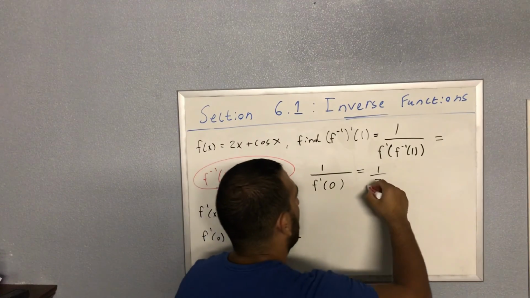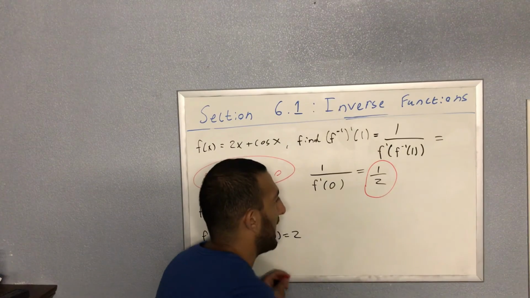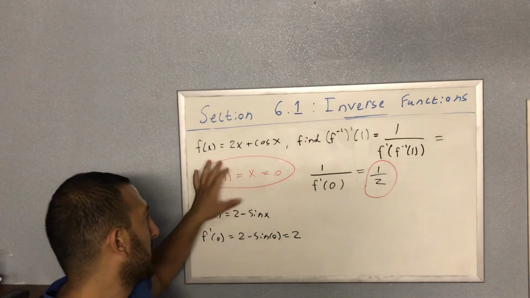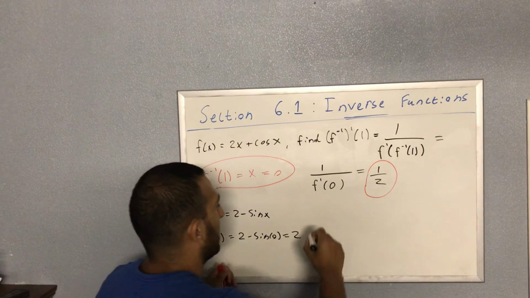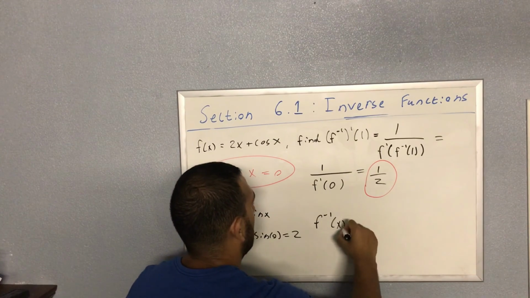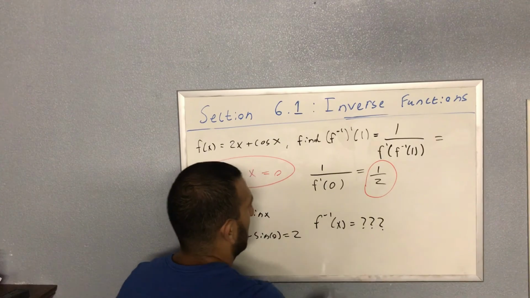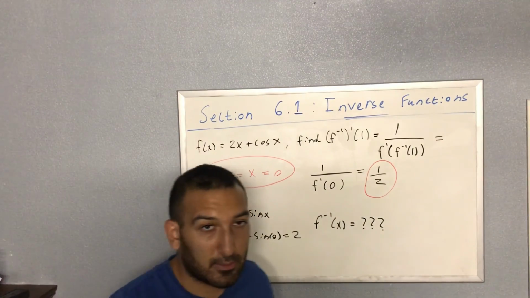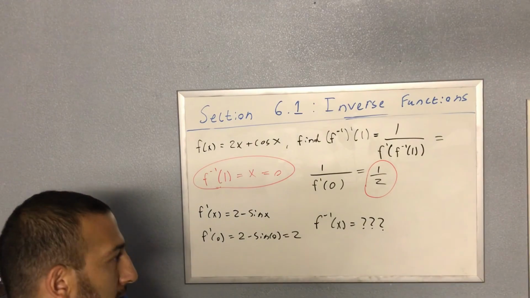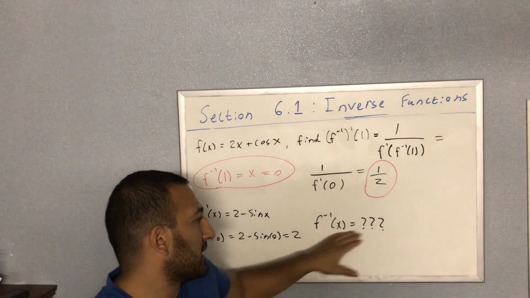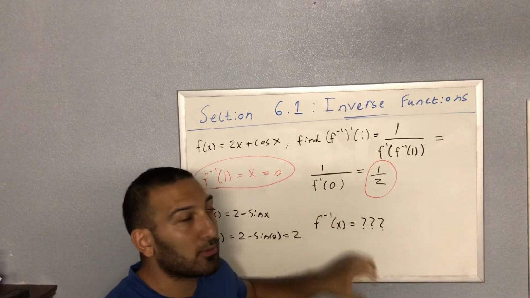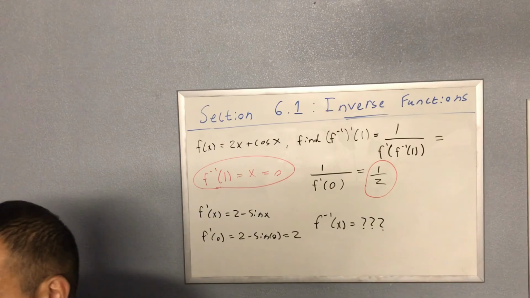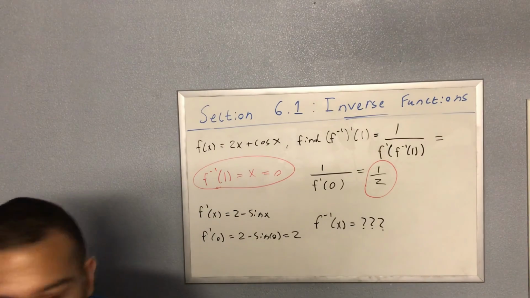So without having the explicit formula for the inverse function, we don't know what f inverse is. F inverse of x, I have no idea what that is. But this formula is really nice. It tells you that you can still tell me what the derivative is at any point. So if you'd like to know the slope of the tangent line of this function, even though you don't know what it is, you can still find it. It's just the reciprocal of the original function's derivative.